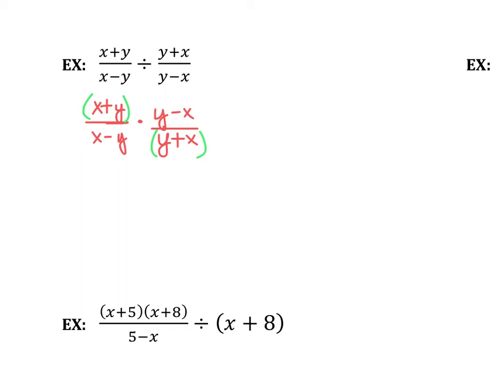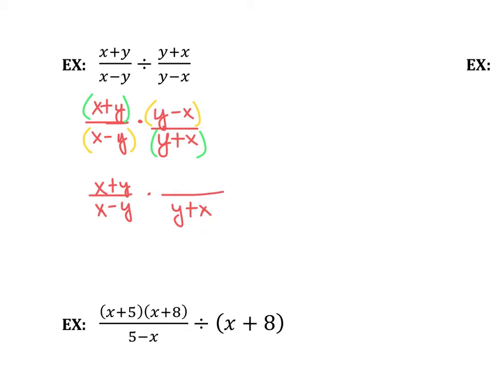If we look at this x minus y and this y minus x, they are not the same factor, but they are opposites of each other. In other words, we have x minus y here, y minus x here, and they are opposite. So let's take a look at seeing if we can make them the same factor by doing a little bit of factoring with this one, and here's what I mean by that.